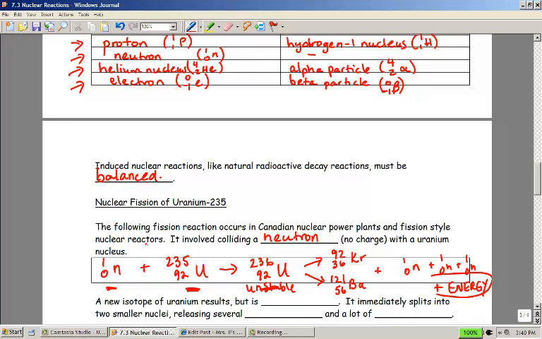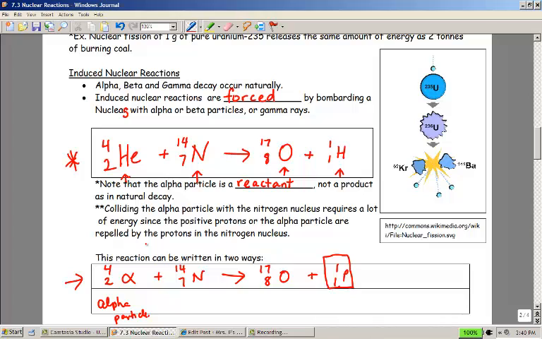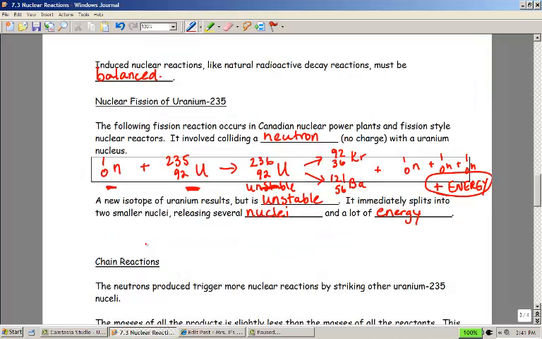And of course that's what we want, because we want to use it in a nuclear reactor. You probably realize that this is the graphic that we looked at earlier on in this packet. So let's just summarize. A new isotope of uranium results, but is unstable. It immediately splits into 2 smaller nuclei, releasing several neutrons and a lot of energy.